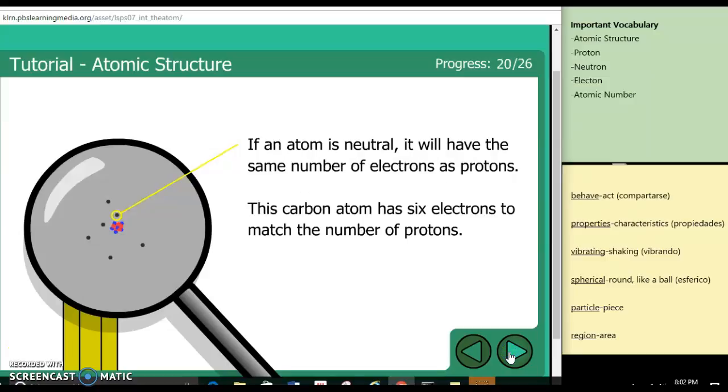We're going to skip those 2 slides. If an atom is neutral, it will have the same number of electrons as protons. Electrons, protons equal. We call that neutral. This carbon atom has 6 electrons, 1, 2, 3, 4, 5, 6, to match the number of protons.